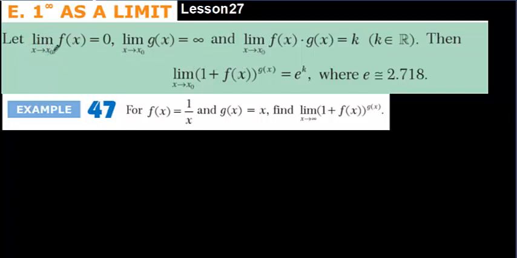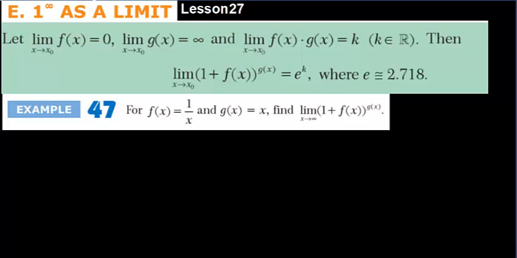Firstly, limit x tends to x0 f(x) must be equal to 0. This x0 generally is infinity. At the same time, limit x tends to x0 g(x) must be infinity. So this is going to be equal to 0, and this is going to be infinity. So the case is 1 to the power of infinity.